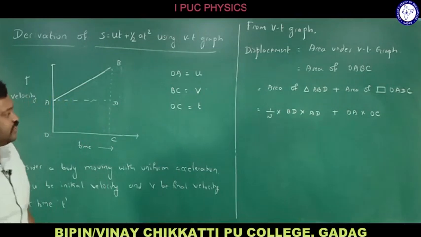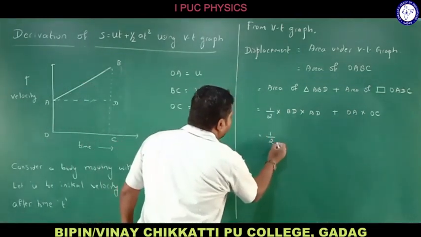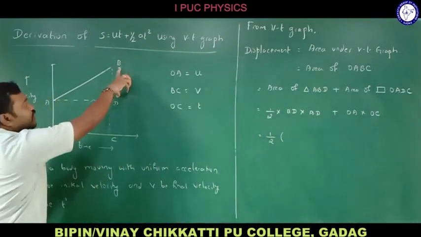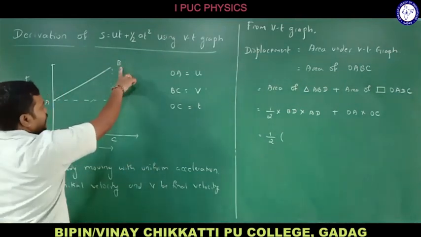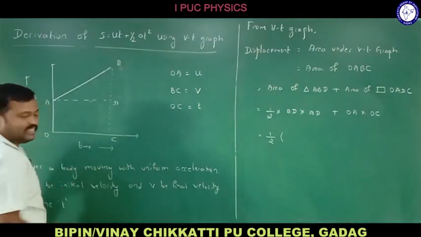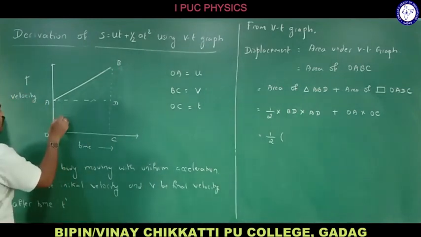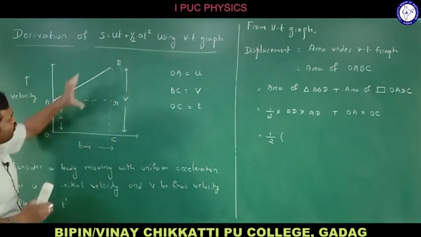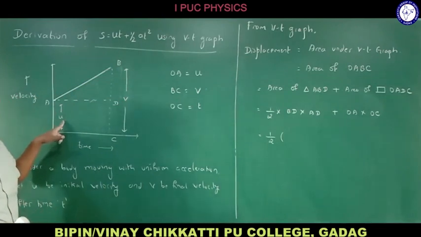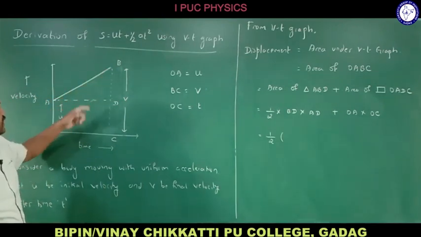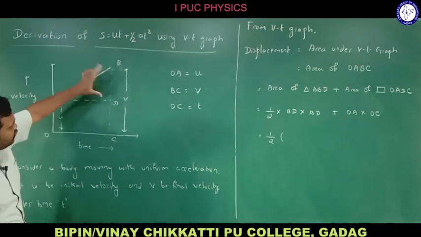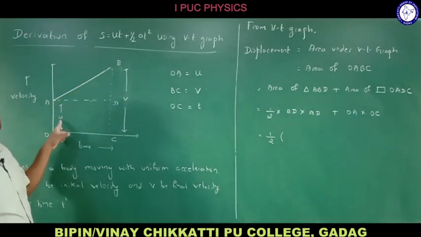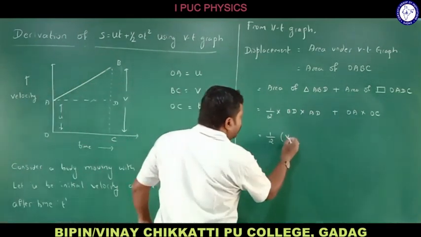Now this can be written as half into BD. What is BD? Where is BD? Here there is BD. We know from the last derivation, BD can be written as BC minus DC. What is DC? It is U. What is BC? That is V. So BD is V minus U. Do you understand? This is U and this is V. BD is V minus U.